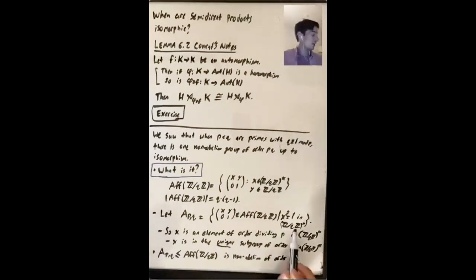So in particular, how many choices do we have now for x? We have exactly p choices. So it's a little exercise to show that, in fact, A_pq is a subgroup of this affine group over Z mod qZ, and that it's non-abelian. And we see that the order is p times q.